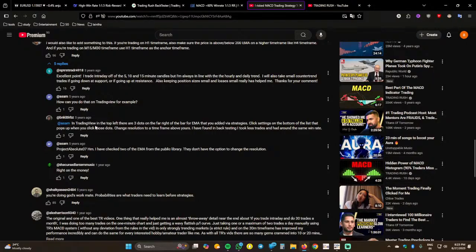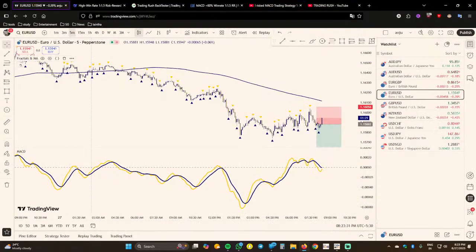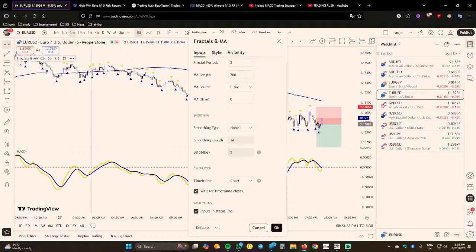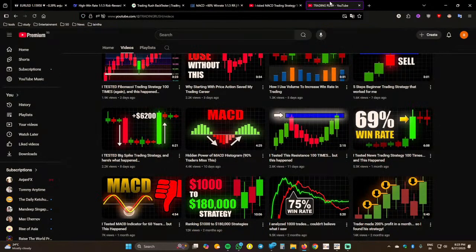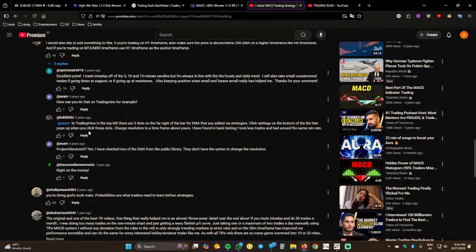Interesting, very interesting. So this person added a time filter. Click on settings on the bottom of the list. Okay, this person added a higher time frame moving average. So yeah, he did that and he got the same win rate, but it took less trades, so that's really good.